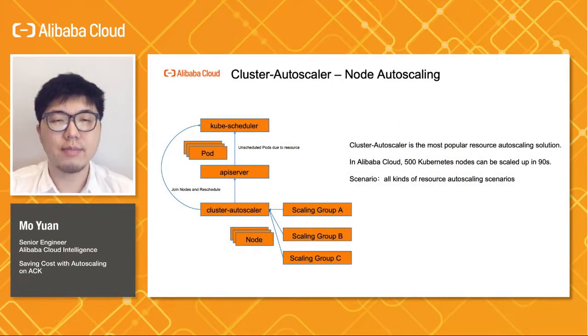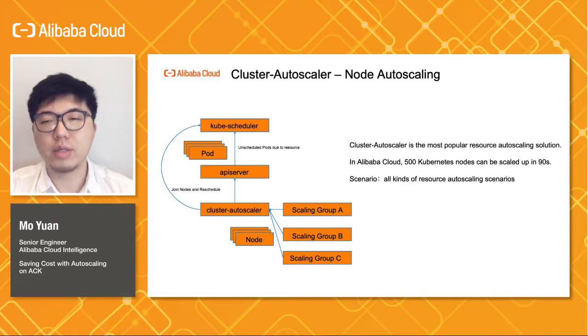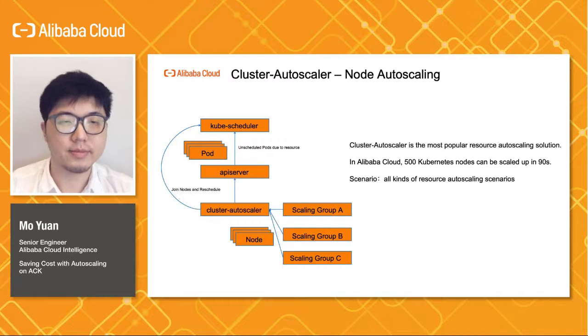Node autoscaling is a kind of resource autoscaling method. The cluster autoscaler would watch pod changes from the API server. When the pods are unscheduled because of insufficient resources, the cluster autoscaler would choose a scaling group to provision new nodes for the cluster. When the new nodes join the cluster, the unscheduled pods would be rescheduled to the new ones. In Alibaba Cloud, 500 Kubernetes nodes can be scaled up in 90 seconds.